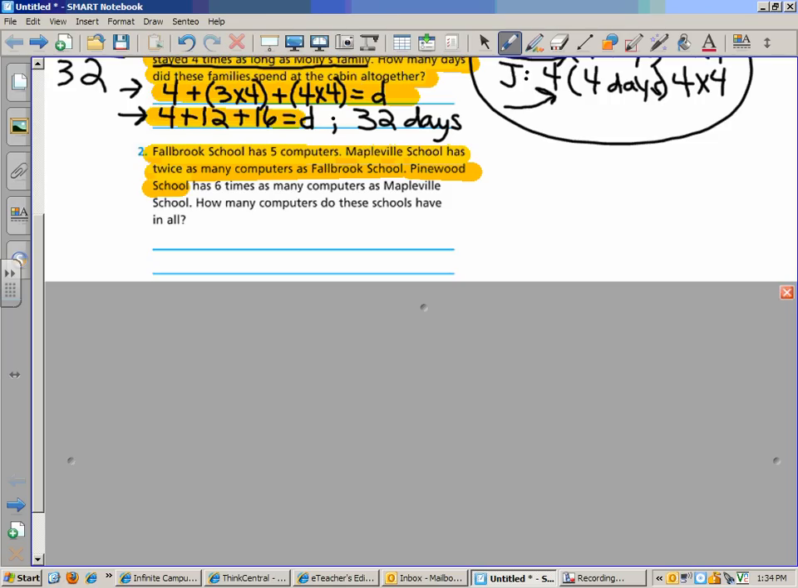Pinewood School has 6 times as many computers as Maplewood School. How many computers do these schools have in all? Okay, some tricky stuff there.